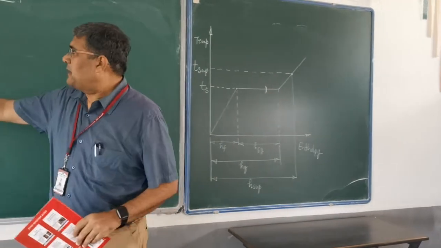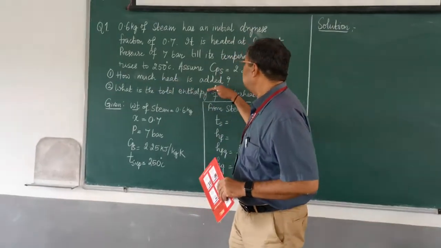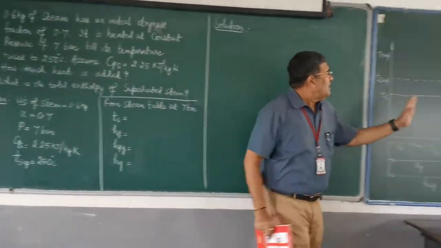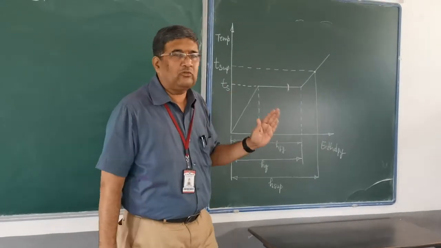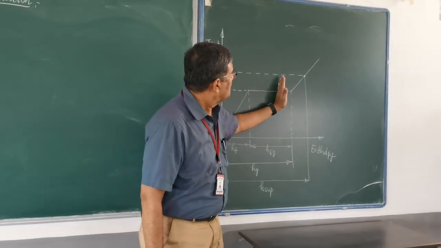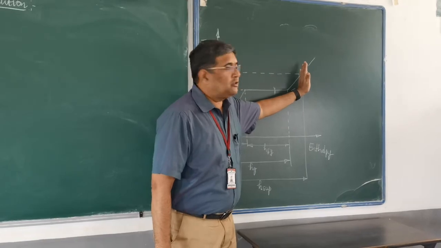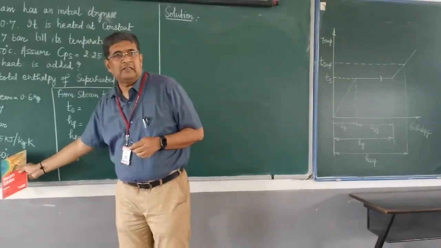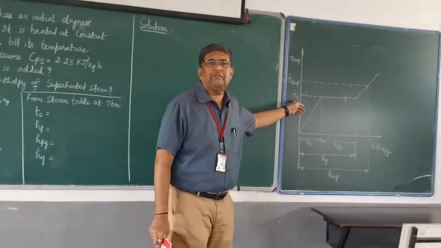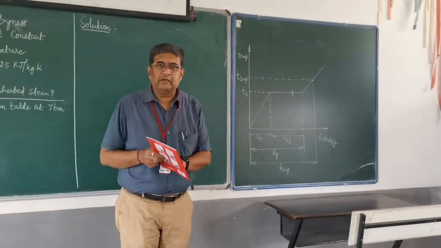So the first part, what it means is how much heat is added, means how much heat needs to be added to this 6 kg of steam to go from here to this point. Okay, so this point, the superheated temperature is given to us, it is 250 degrees, and the saturation temperature we need to find out from the steam table itself.